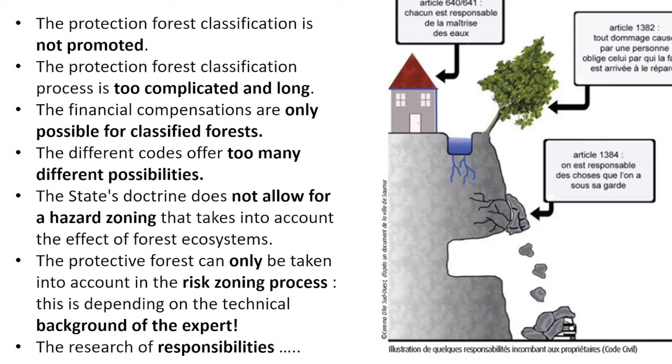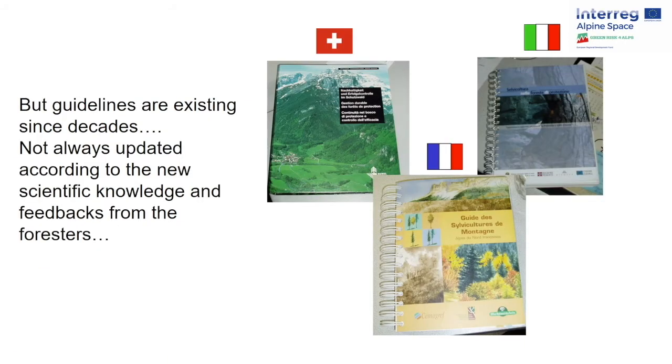The main problem is that it depends on the expert who is providing this map, because if the expert is not coming from a forestry background, then the forest will not be taken into account, and this is a very big problem. And by the end, we are looking for responsibilities in the French codes. It means that in case of rockfall, the rocks belong to someone. So it means that the damage also belongs to someone, and then the owner of the rocks should pay for or compensate the damage.